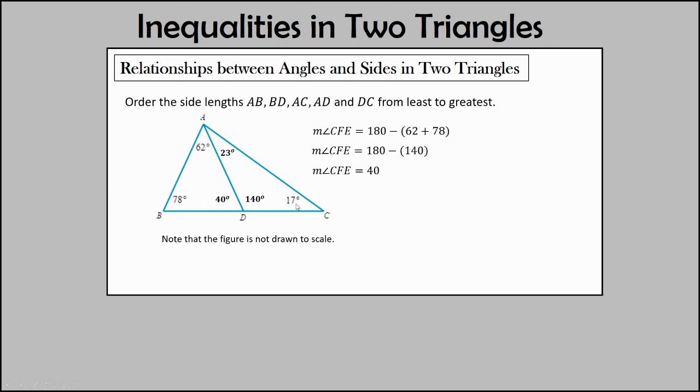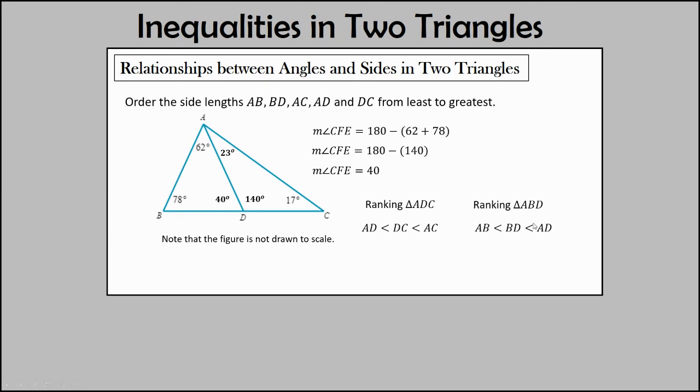So now that I have the angles for each, I can rank their sides. So ADC, so I'm doing this triangle first. The smallest side is across from the smallest angle. So AD is the smallest, and then DC, and then AC is the biggest. And then rank this triangle. Okay, we would have AB is the smallest, and then BD, and then AD is the biggest.